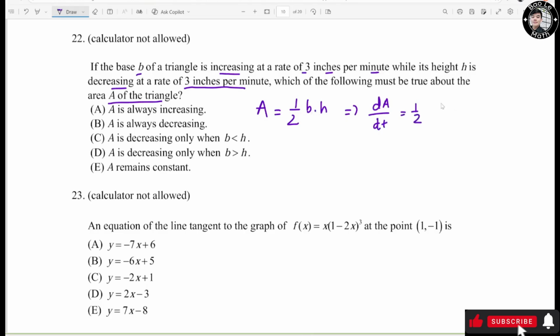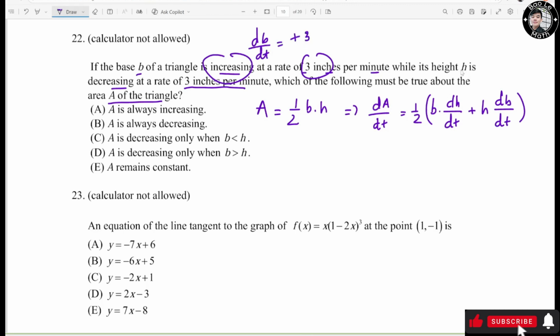I'm going to use the product rule. So I have b times dh over dt, plus h times db over dt. Now, the base is increasing at a rate of 3 inches, so you have db over dt equals plus 3. And the height is decreasing at a rate of 3 inches, so you have dh over dt equals minus 3.